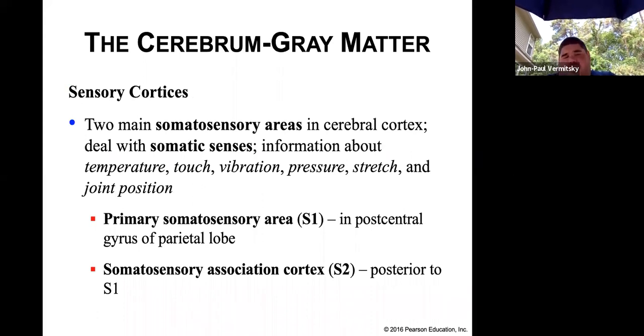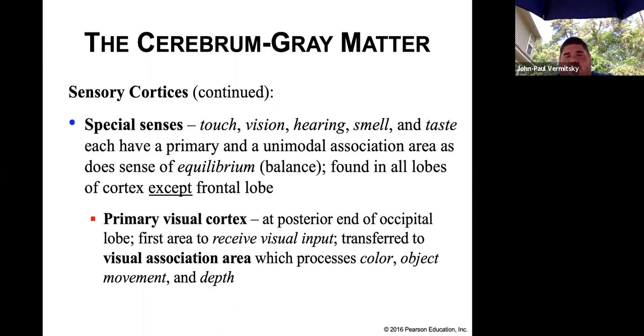The sensory cortices, there are two main somatosensory areas in the cortex. The primary somatosensory area, which is often referred to as S1, and the somatosensory association cortex, which is often referred to as S2. Your sensory cortices are involved in special senses, such as touch, vision, hearing, smell, and taste. Each have a primary and a unimodal association area, as does sense of equilibrium, and this is found in all lobes of the cortex except the frontal lobe.